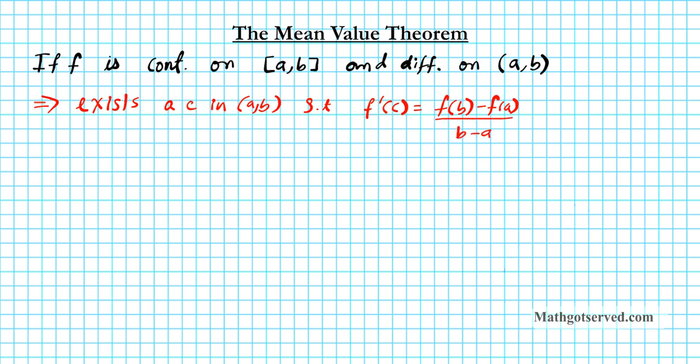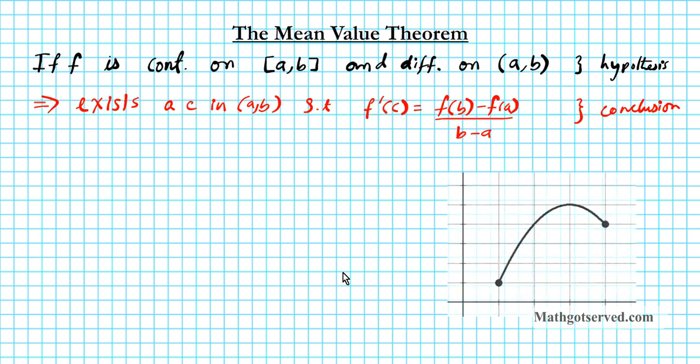So the first part in black is the hypothesis of the mean value theorem, and this is the conclusion of the mean value theorem. Okay, so let's see what this looks like graphically. Let's say we have a function that looks something like this, going from A to B. This is function f, and this is f of A, and this point right here is f of B. Just by tracing it, you can see that that's the case.